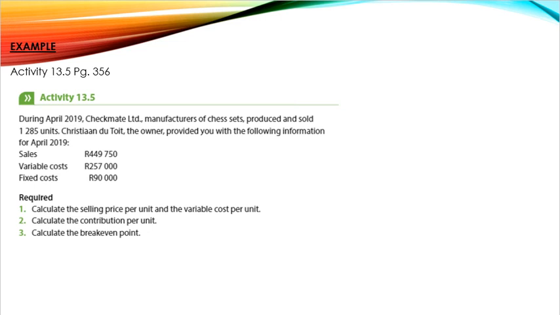So what's required of us? First, we need to calculate the selling price per unit and the variable cost per unit. Second, we have to calculate the contribution per unit, and then we have to calculate the break-even point. So let's go ahead and do that.